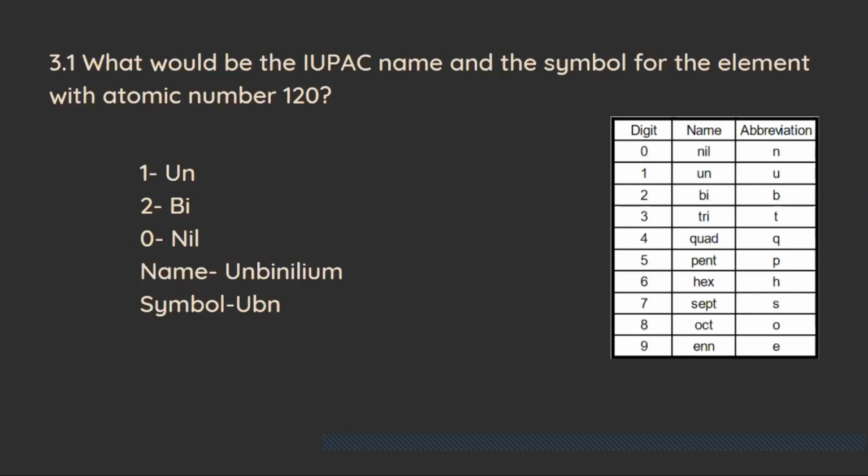What would be the IUPAC name and the symbol for the element with atomic number 120? With respect to the IUPAC nomenclature, you have the name, the abbreviation, and the corresponding digit. So for 120, you have 1, 2, and 0. All we need to do is put the root words side by side, and then add the letters "ium" in the end.